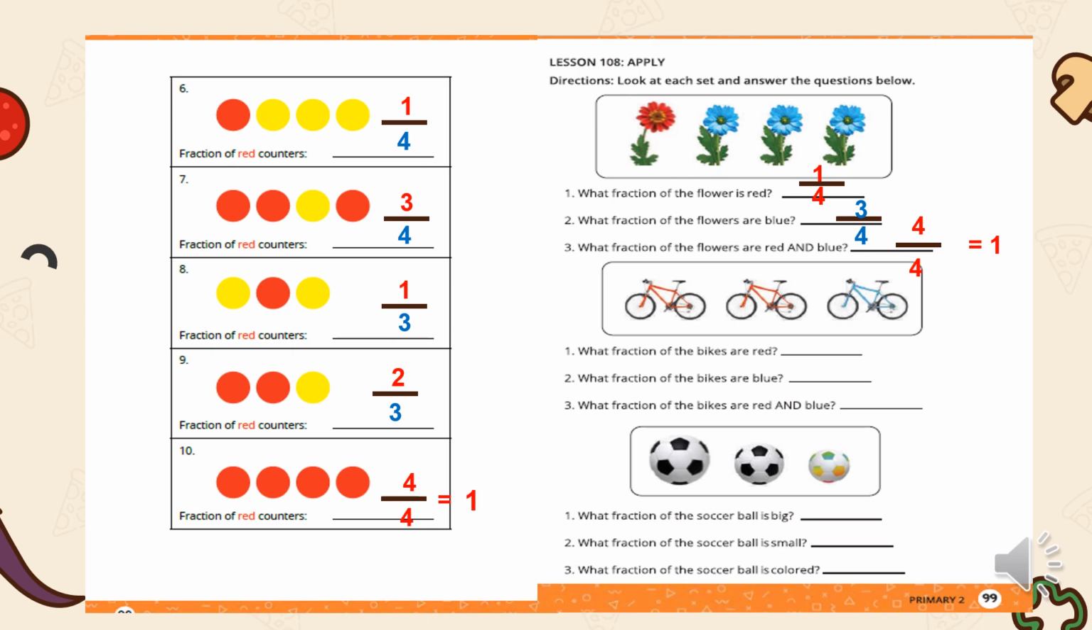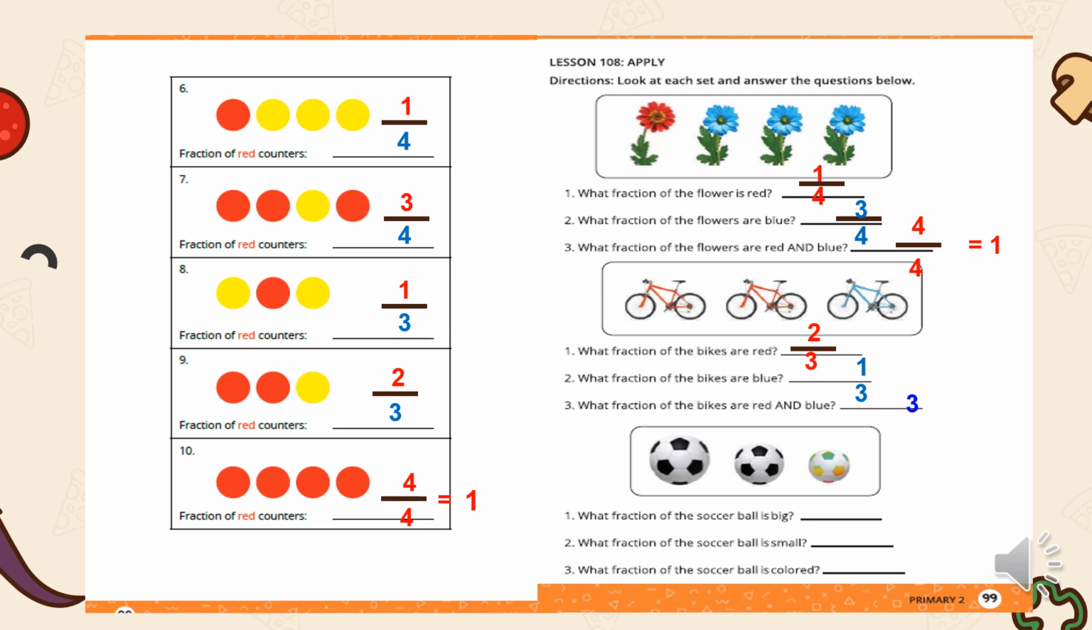Next, we have a group of pipes. It asks what fraction of the pipes are red. We have here the total are 3. How many red? They are 2. So the fraction is 2 over 3. Number 2. What fraction of the pipes are blue? The total are 3 and just 1 blue. So the fraction is 1 over 3.